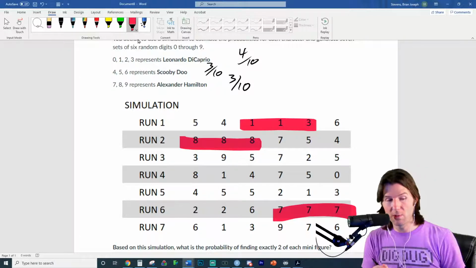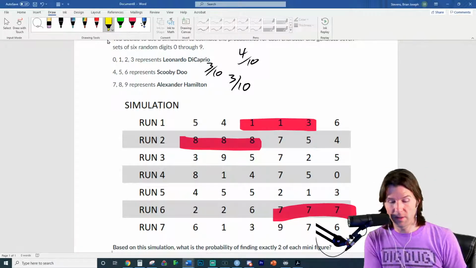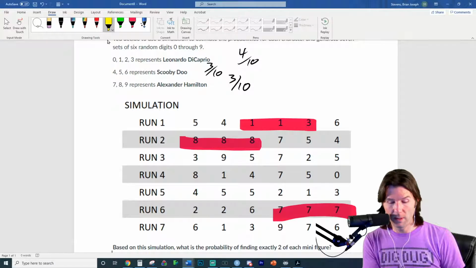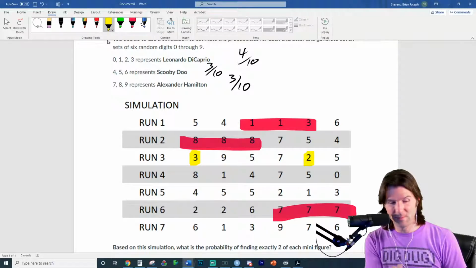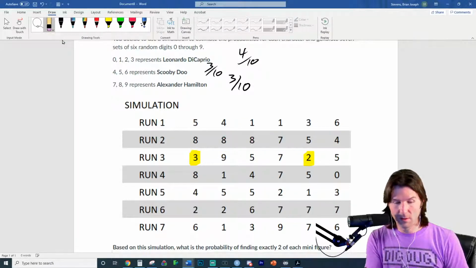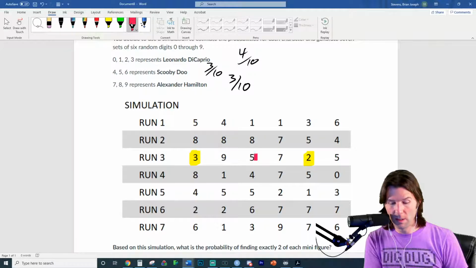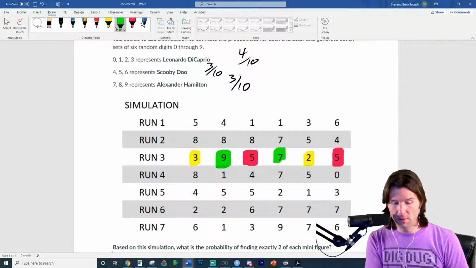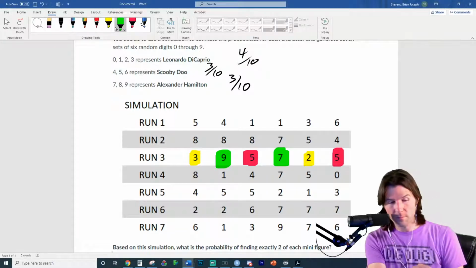So we need to look for a simulation where we see something like, let's go right here. There's 2 Leonardo DiCaprios, and let me change it so it's the right colors. And then there's 2 Scooby-Doos. And then there's 2 of these. So that's 2, 2, 2, because you have 2 of each one.